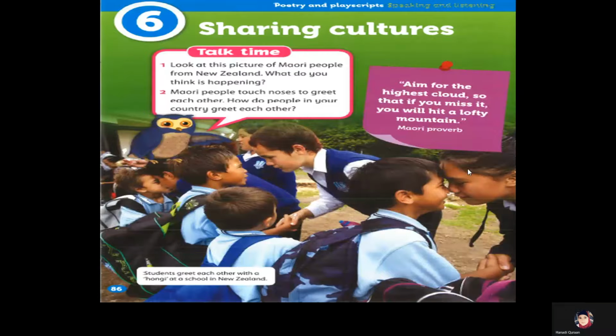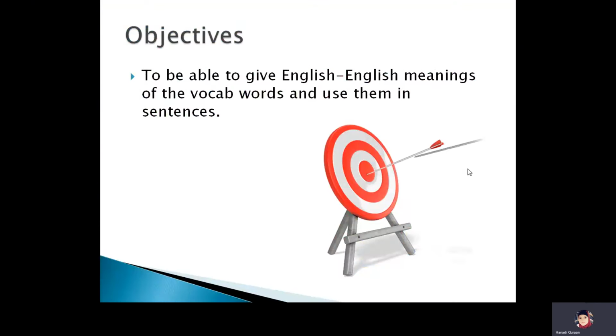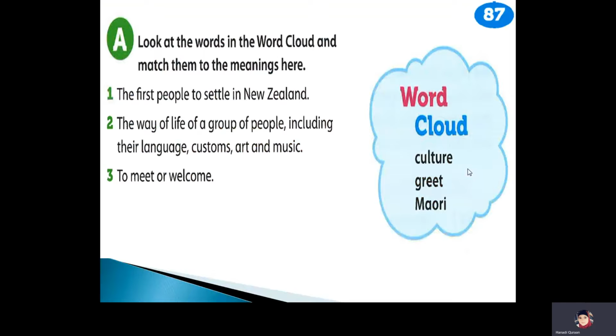Now, today's objective is to be able to give English meanings of the vocab words and use them in sentences. The first thing I want you to see is, please don't open your books right now. I don't want your books. Just focus with me. We are on page 87 in the student's book, and we're going to learn about these new words, which are culture, greet, and Maori. Let's just read the meanings, and then we will be able to match them later.